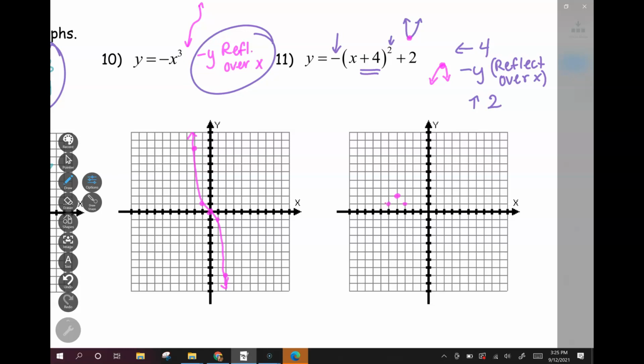Okay, and then you can just sketch the graph. So over 1, down 1, because 1 squared is 1. Over 2, down 1, 2, 3, 4, because 2 squared is 4. If I went over 3, 3 squared is 9, so I would need to go down 9. From my vertex, I'm going over 3 and down 9. So that would be the next point if you kept going.